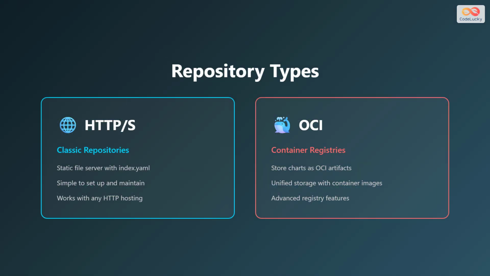Helm supports two main repository types. Classic HTTP or HTTPS repositories are the traditional approach, using a static file server with an index.yaml file. They are simple to set up and maintain, working with any standard HTTP hosting solution. The newer OCI repositories store charts as OCI artifacts in container registries. This approach provides unified storage alongside container images and leverages advanced registry features like vulnerability scanning and access control. Both types serve the same purpose, but offer different operational benefits.